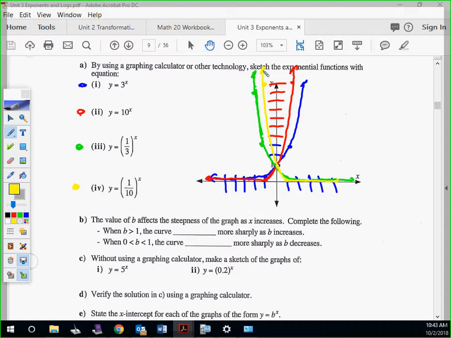When b is greater than 1, the curve sharply rises as b increases. When b is between 0 and 1, it falls. So what they mean by that is, I know that's kind of how you're looking at it.